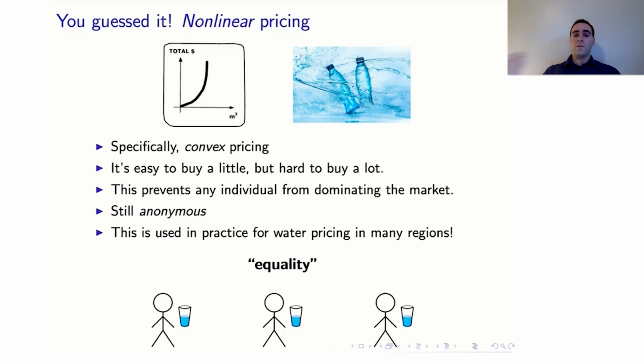And in all these real-world examples, people often say that this convex pricing promotes equality. But it's never really clear exactly what that means. So the idea in this paper is we're going to try to quantify exactly what this relationship is between equality and efficiency in convex pricing.